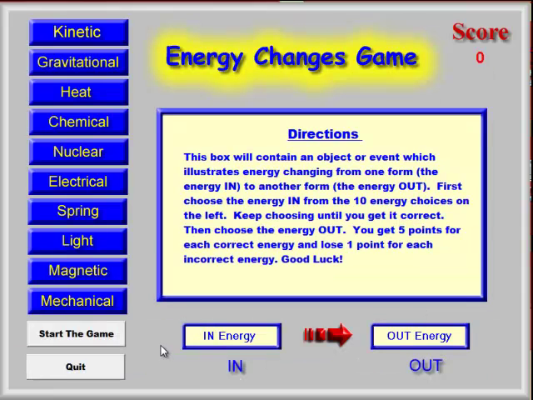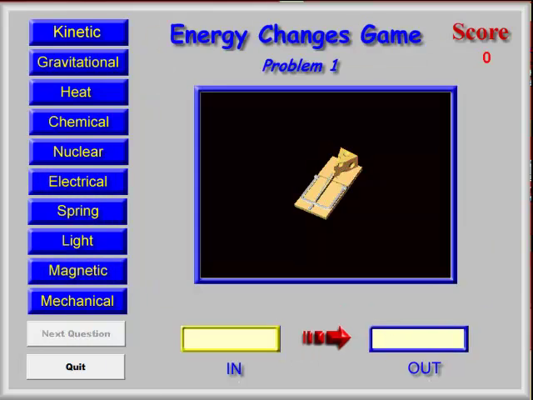We'll start it. You can see here I decided on 10 types of energy. You could certainly add pressure, for instance. I just thought 10 was a nice round number. The way the game is going to work, there's going to be an in energy and an out energy. And the box here will have some kind of an illustration, some kind of an occurrence, and that will be what you'll have to base your in and out energy on.